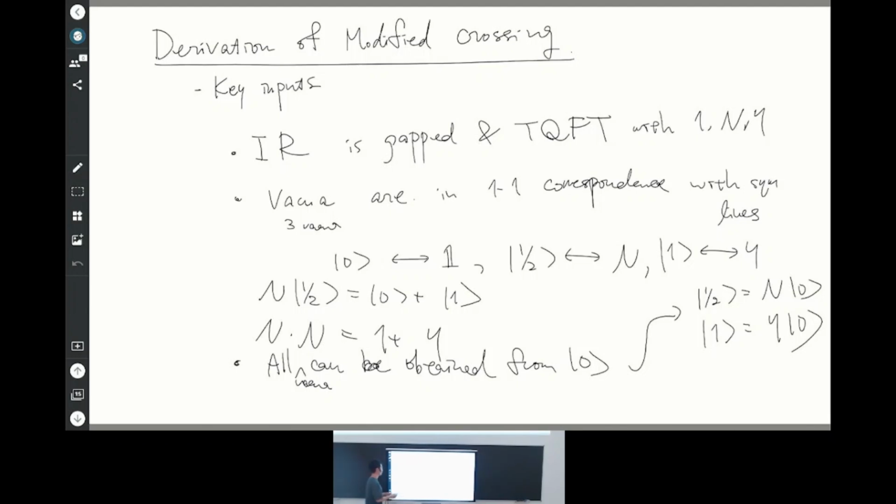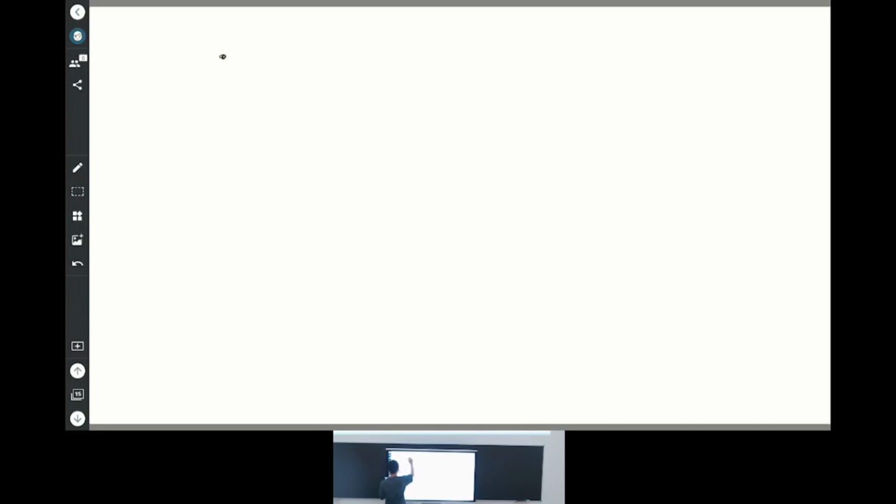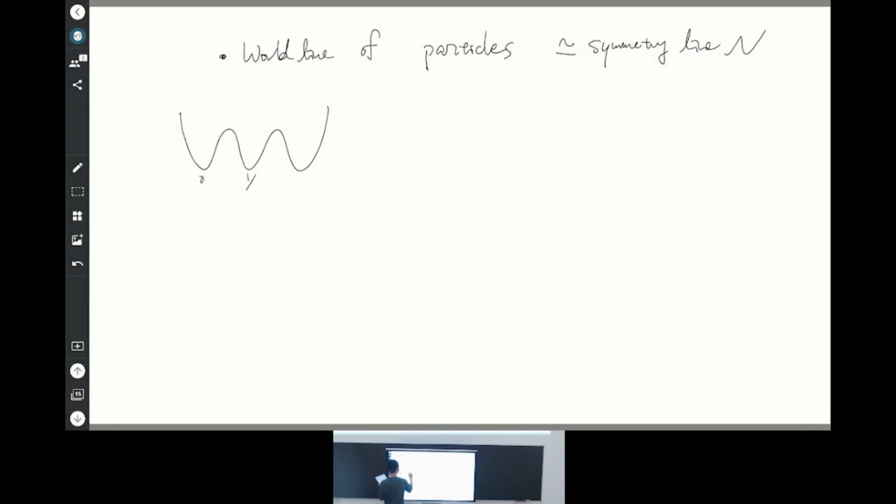And the third input that's important is that the worldline of a particle, which are kinks, also acts like a symmetry line. So this is coming from the fact that all these particles that I talked about in this theory interpolate between neighboring vacua. So in particular, for example, the particle worldline can map 0 to 1/2, right? And then that is the same as the action of the n line. Okay, and if you start from 1/2, you can either go to 1 or 0, and that is also the same as the action of the n line.